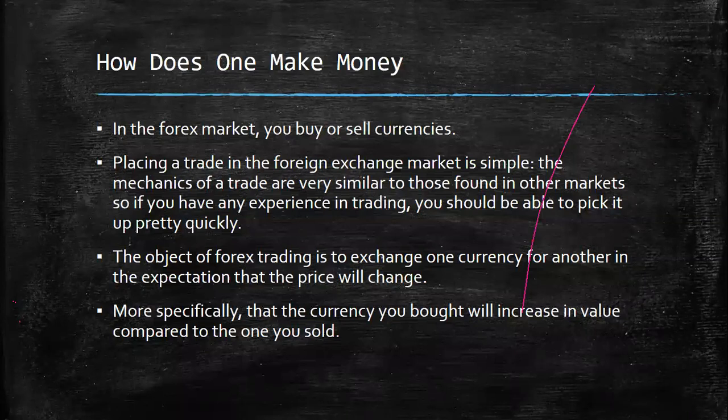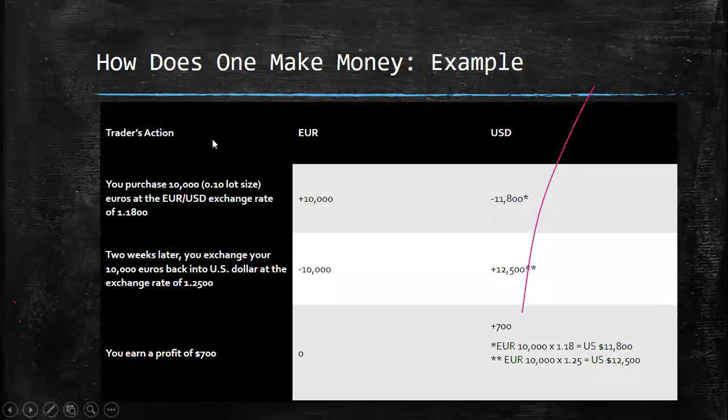If you're going to buy something, you expect the price to go up. If you're going to sell a currency, you expect the price to go down. Here's an example. You purchase 10,000 units, or you use the micro lot or mini lot size of 0.10, of the EUR/USD exchange rate at $1.18. Two weeks later, you exchange your euros back to the US dollar, or you close your order, at the exchange rate of $1.25.